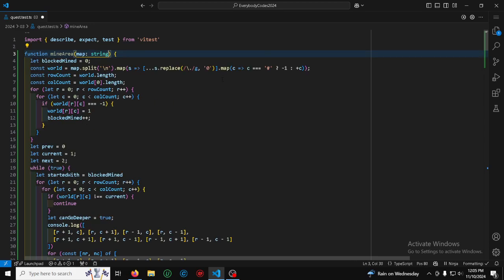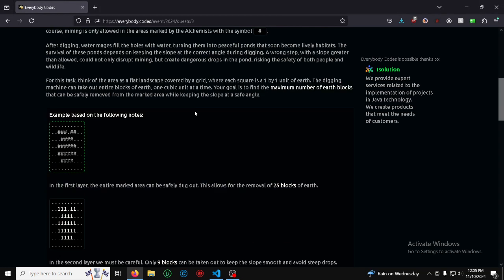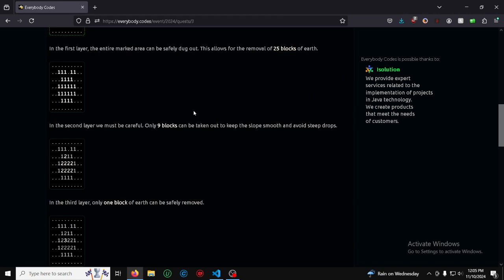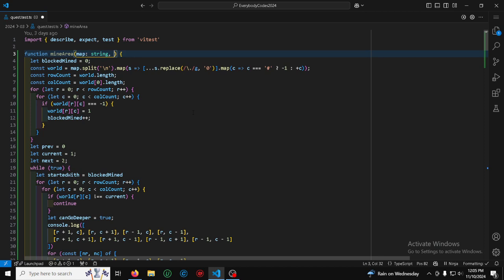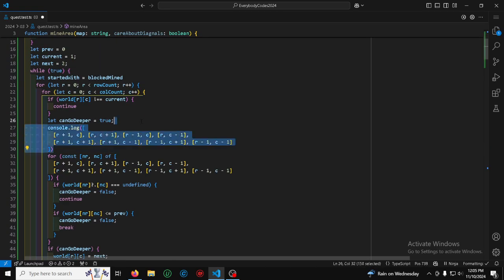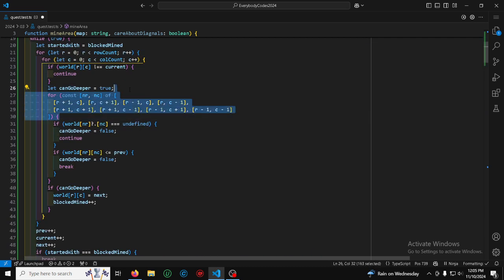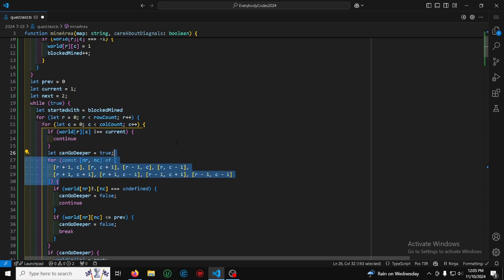Let's see. So this next one is going to be our diagonal conditional, or something that determines, hey, are we caring about the diagonals or not? I will just go for that. Care about diagonals. Great name. Okay, so we have a console log here. Oh, this is amazing. This is basically the only place that conditional makes any changes.